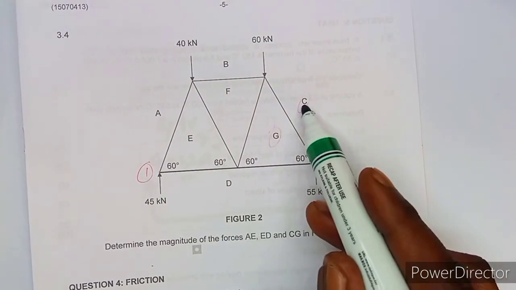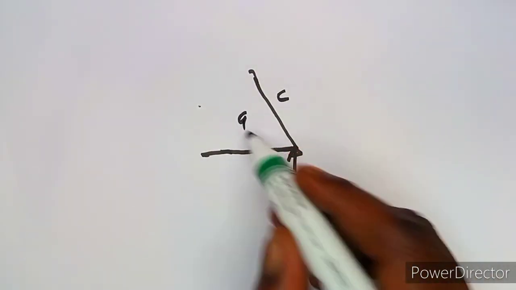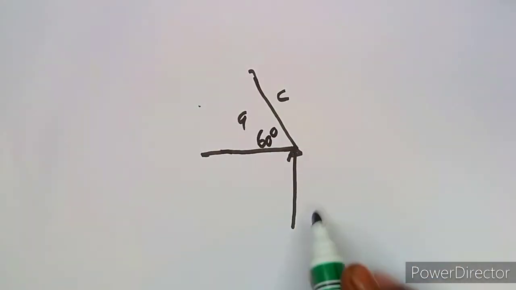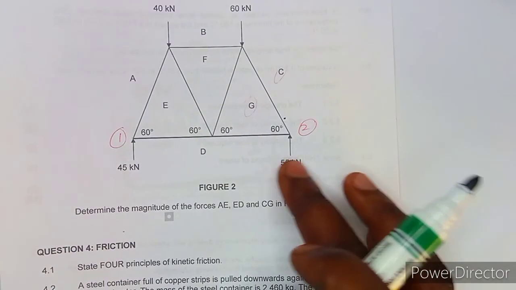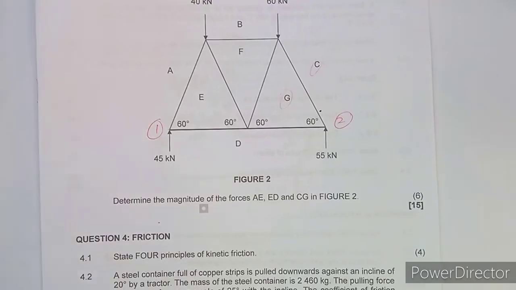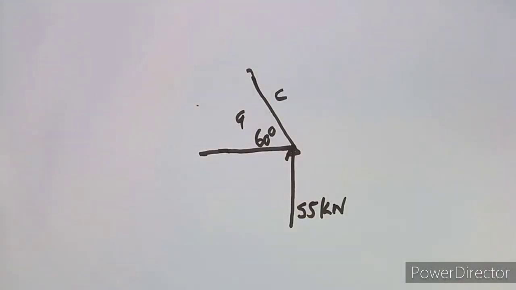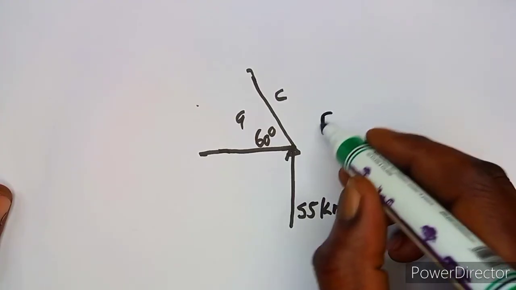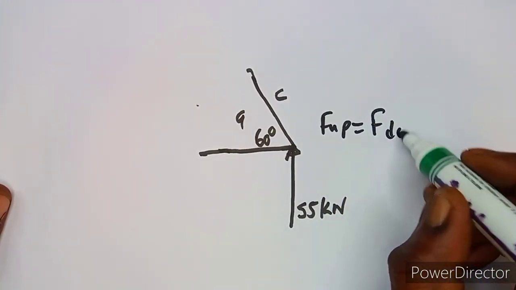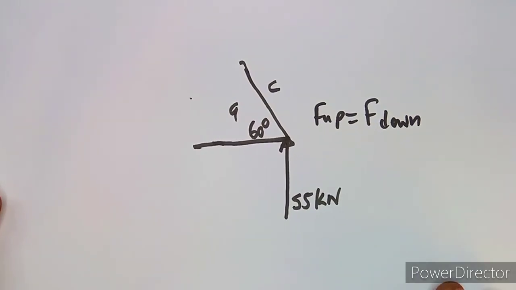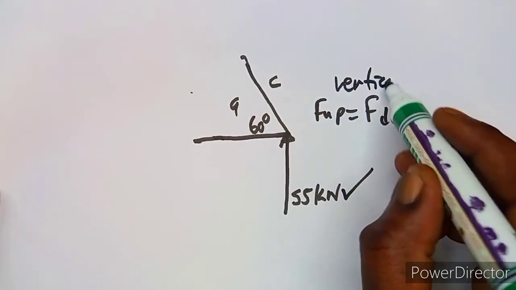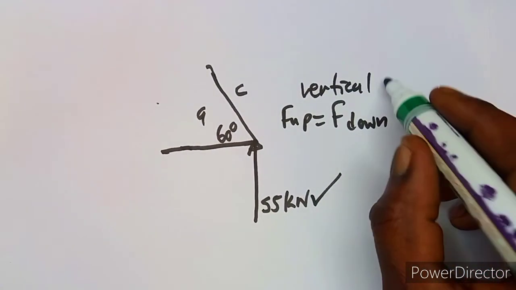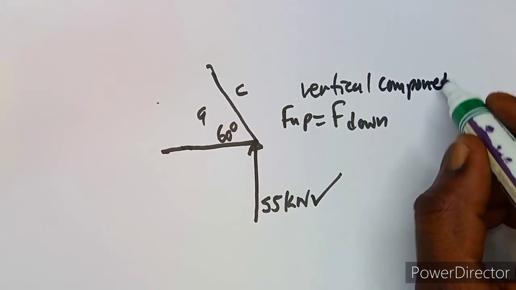Okay, so this is where we are at point 2. This is your C and this is your G, and there's an angle of 60 degrees here. There's an upward force of 55 kilonewtons here. So in order for you to calculate CG, definitely, since there is an upward force, you're going to use the idea of upward forces being equal to the downward forces. So that's the concept there. Which upward force are you talking about? Upward force is a vertical component. So you are referring to vertical components this time, because it's going up.